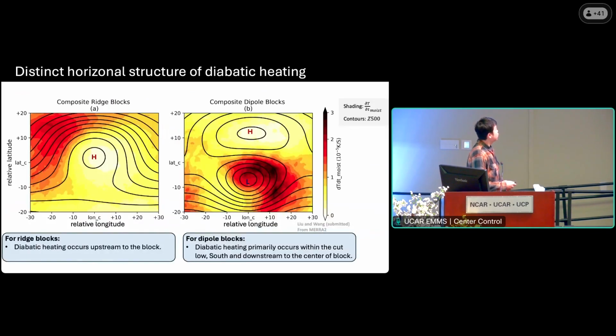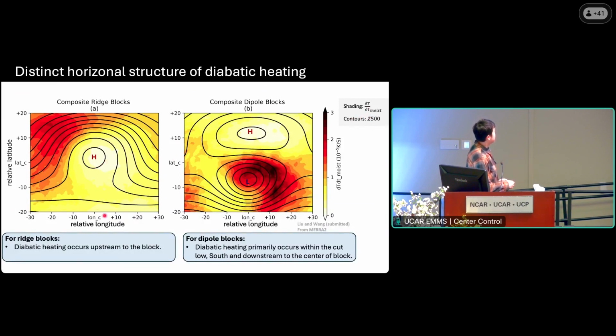Okay, so now we get to explore the distinct distribution of the diabatic heating in these two types of block. This figure shows the horizontal structure of diabatic heating, where the shading is characterized by the temperature tendency due to moist processes. It just tells you the strength of diabatic heating. The contour is the 500 hectopascal geopotential height, and these are all composite patterns at the peaking date of the block.